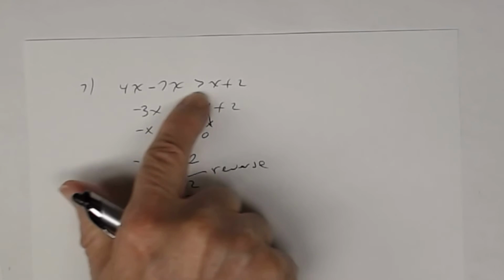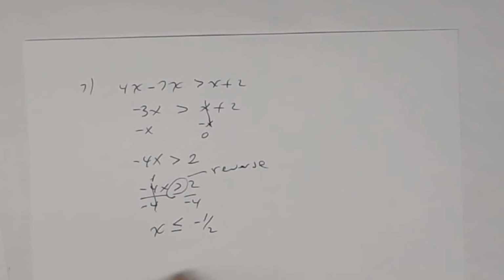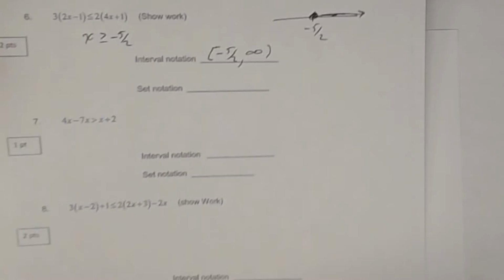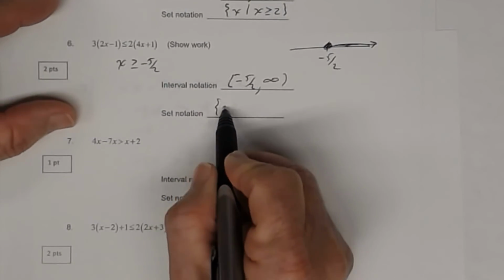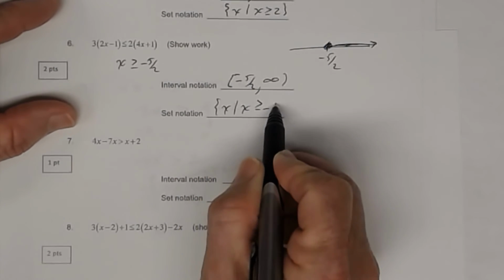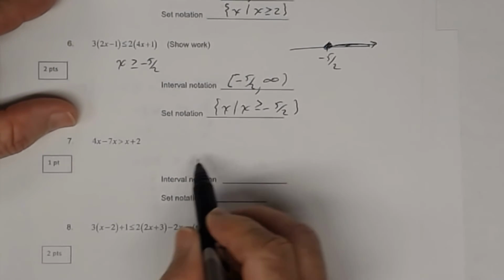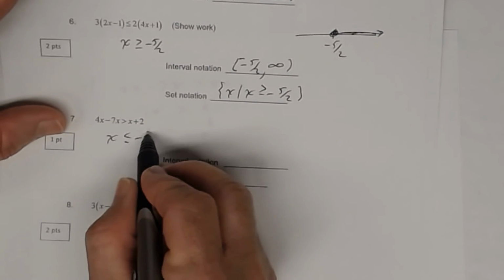So the real numbers that will make this inequality a true statement will be any real number that's less than or equal to negative 1/2. Oh, and I forgot to put the set notation here. So it'll be the set of x's such that x is greater than or equal to negative 5/2. Okay, over here, we found it to be x is less than or equal to negative 1/2.